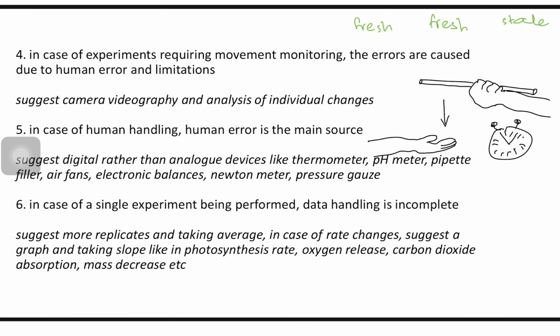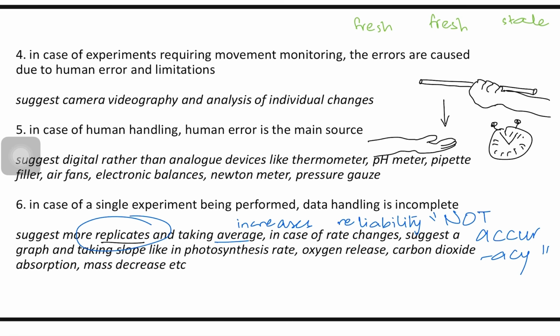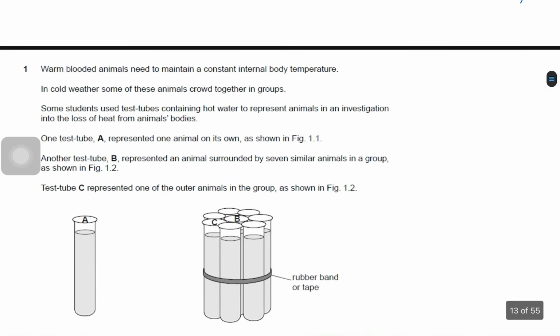In case of a single experiment, you can see the last point, the 6th point. Data handling is very important. So you can perform the experiment multiple times and then you can take the average. In case of a single experiment, data handling is often incomplete. So more replicates should be there. You can conduct the experiment multiple times and then take the average. Taking the average increases reliability. Remember, reliability means you are more sure about the results because you have performed it multiple times. It does not increase the accuracy, but at least it increases the reliability.